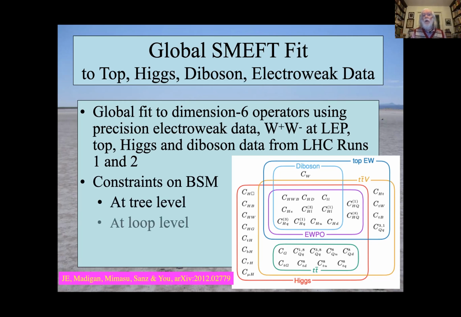So in our paper, we didn't just do an analysis of the operator coefficients. We also looked at constraints they impose on certain beyond the standard model scenarios at the tree and loop level. Unfortunately, we didn't find any indications of new physics beyond the standard model, but let me take you through a little bit of our analysis.